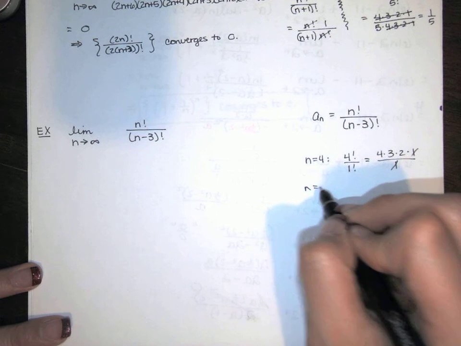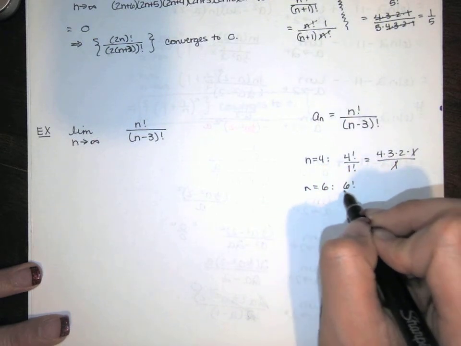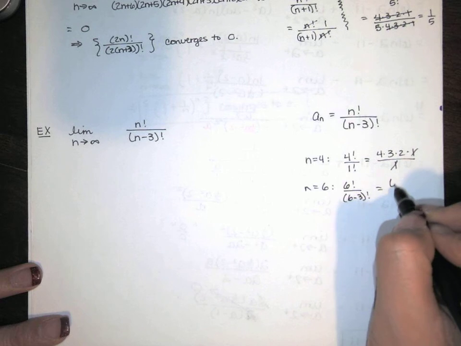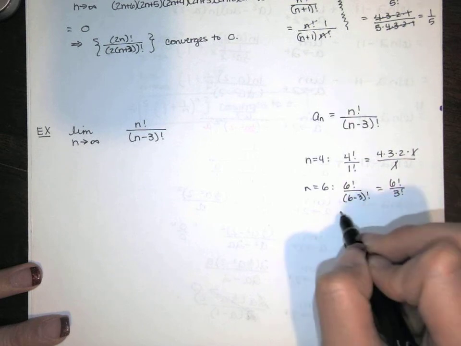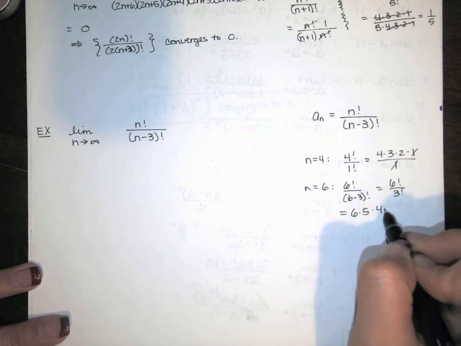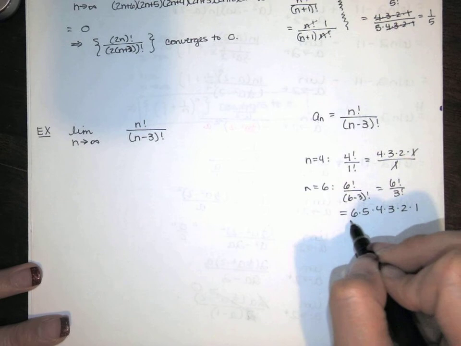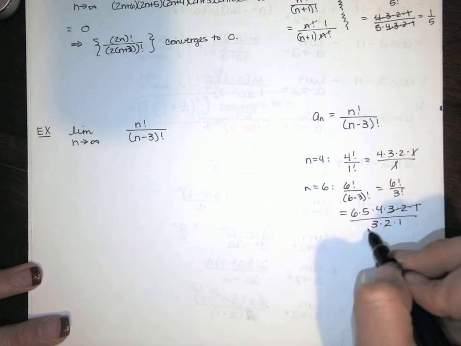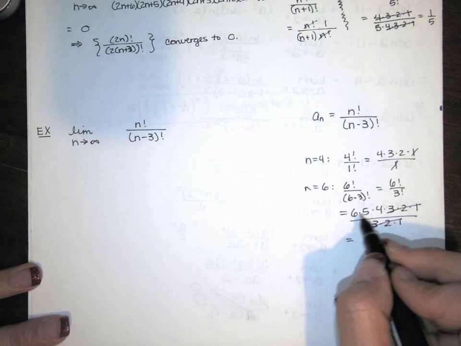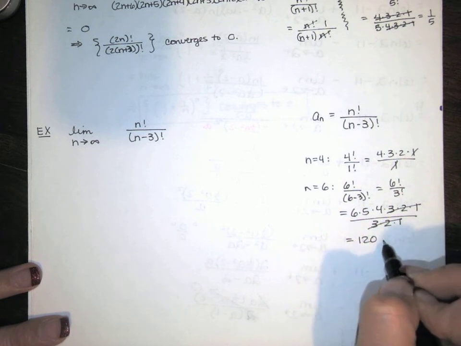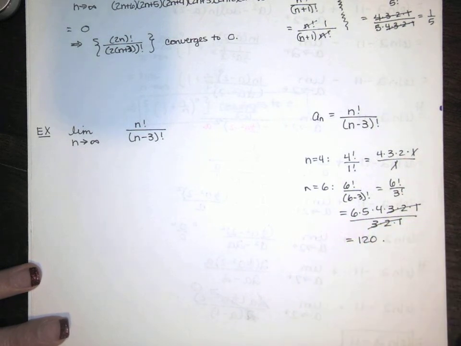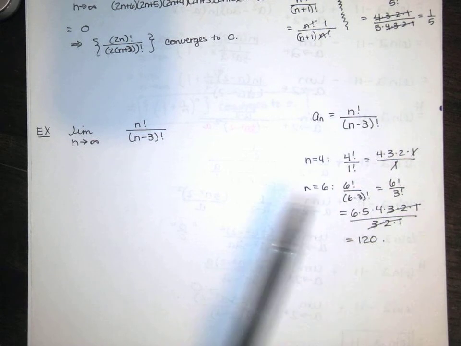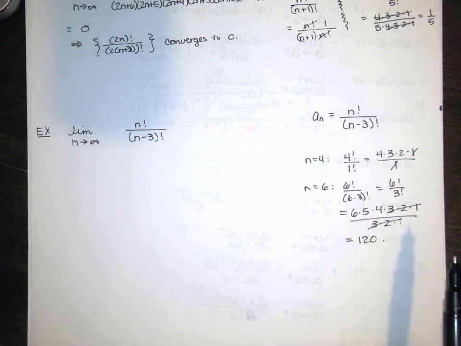So let's do n equals 6. 6 factorial over 6 minus 3 factorial. 6 minus 3 is 3. So I end up with 6 times 5 times 4 times 3 times 2 times 1, all divided by 3 times 2 times 1. Those reduce and those reduce. And now I've got 6 times 20, or 120. So, okay, we're looking for a general pattern here. Let's see, what was the pattern?